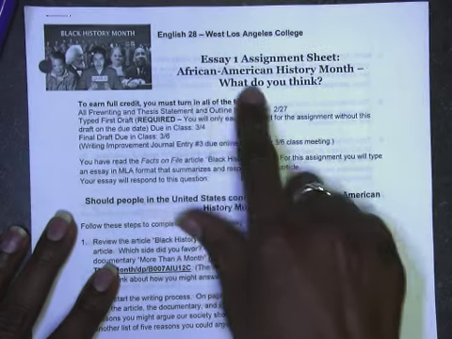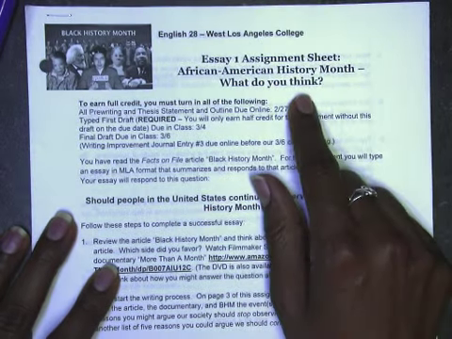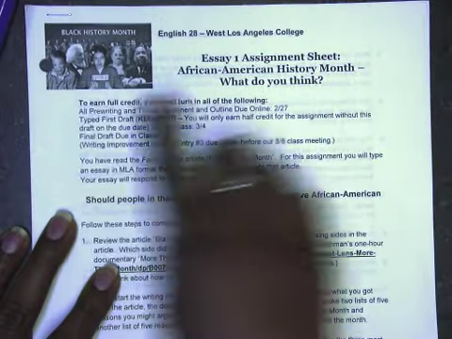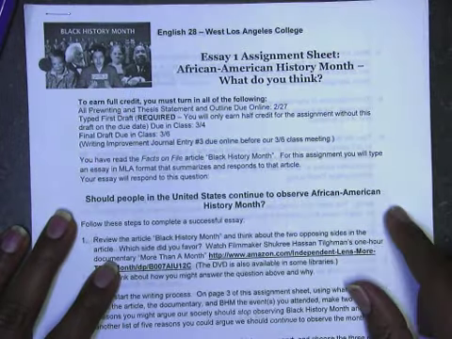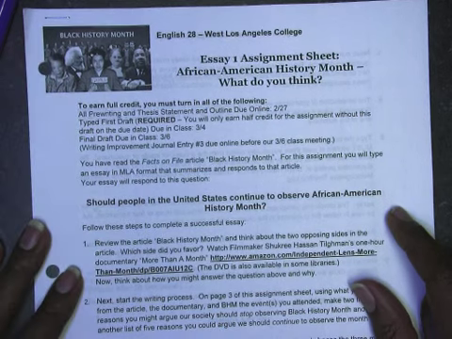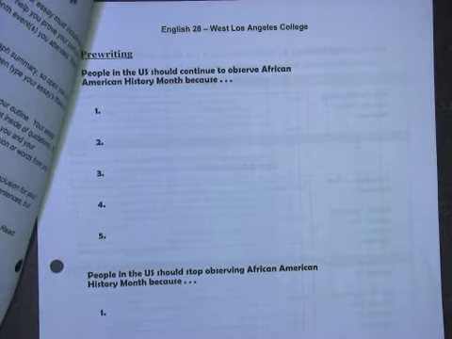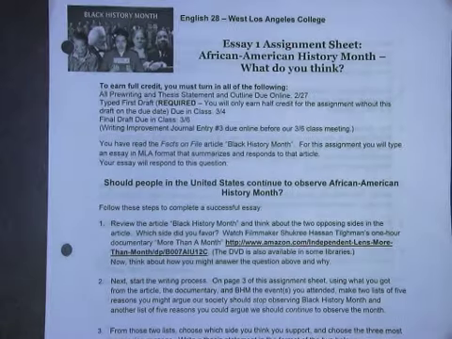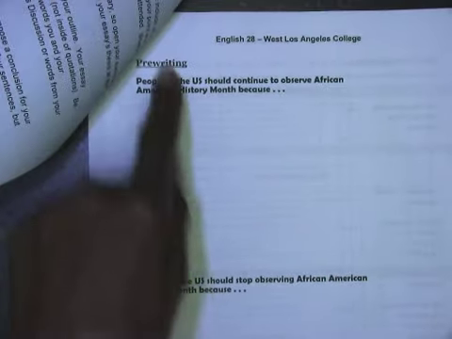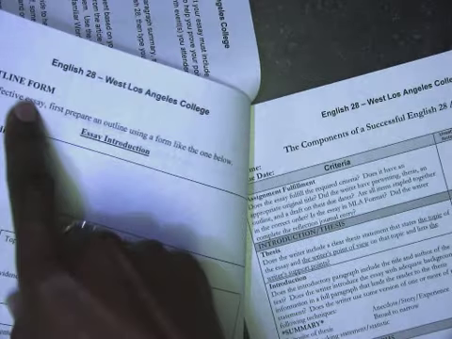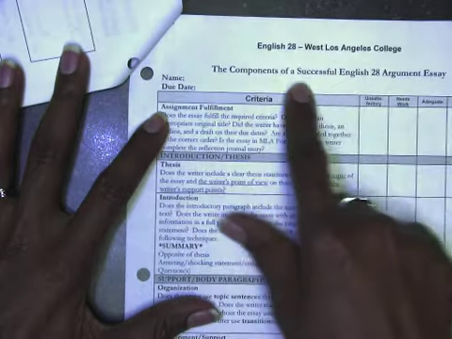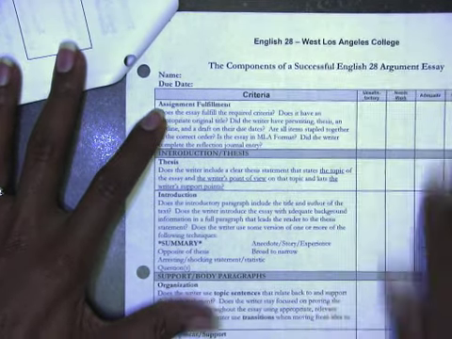Essay 1 assignment sheet. African American History Month. What do you think? So I guess that's kind of what the essay is going to be about. I also see this Black History Month graphic that Professor Norris put here. And the assignment sheet, let's see how long it is. The first 2 pages look like they're talking about the essay assignment. And then there's another page that says pre-writing at the top. Then the next page says essay outline form. And then components of a successful English 28 argument essay.